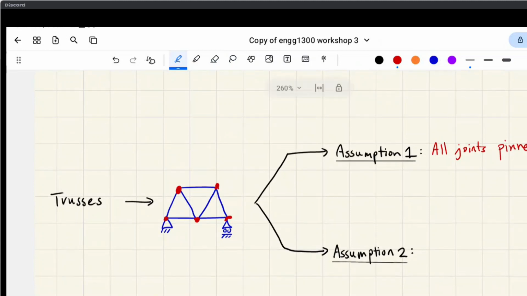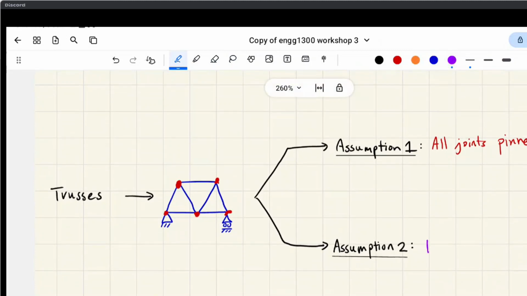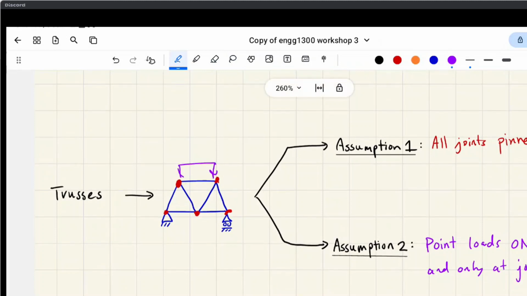The second assumption is that you only have point loading. So no distributed loads are allowed. Like, you can't have W. This no longer is a truss, right? And then they can only happen at joints as well, right? So you can't have this. If you ever see a question like that, that's a truss, it's not solvable, right?